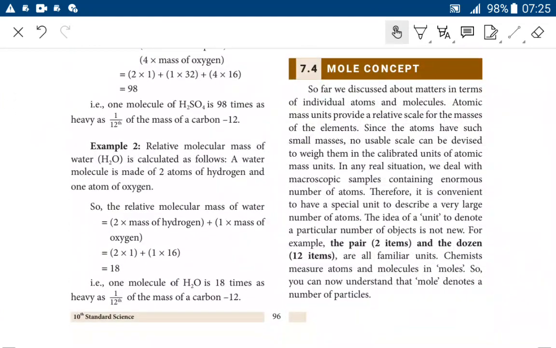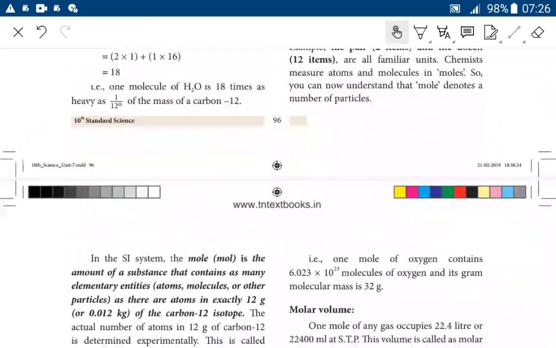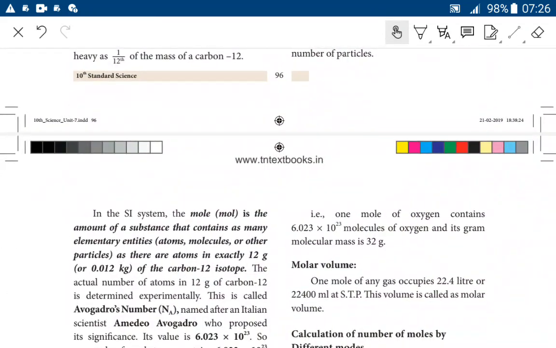Then the mole concept. Mole is going to denote the number of particles present in the given substance. The number of particles we already learned. For example, we use this type of terms in our normal life. That is the pair. Pair denotes two items. Dozen defines 12 items. Similarly, mole means number of particles or number of atoms or number of molecules in the given substance. So that is also defined based on the carbon 12 scale.